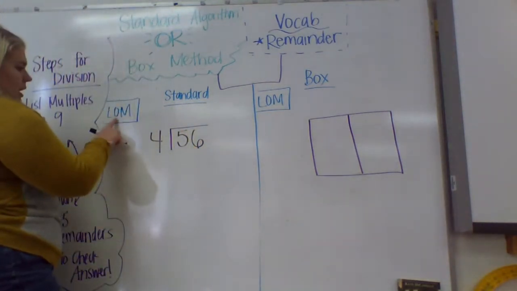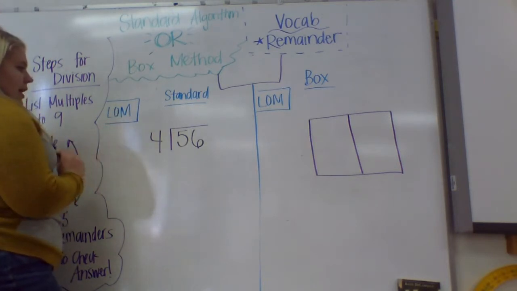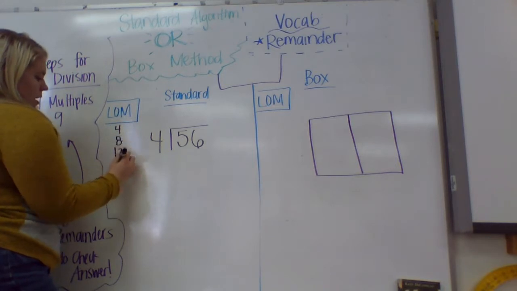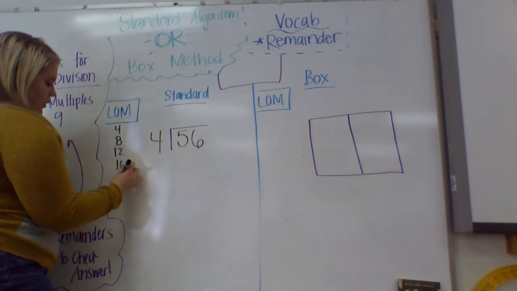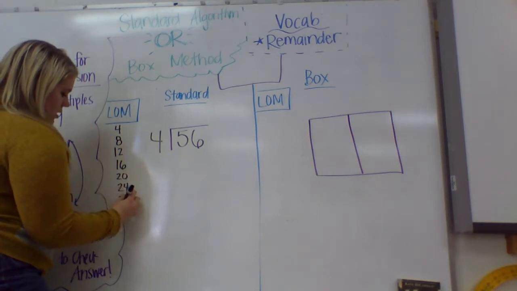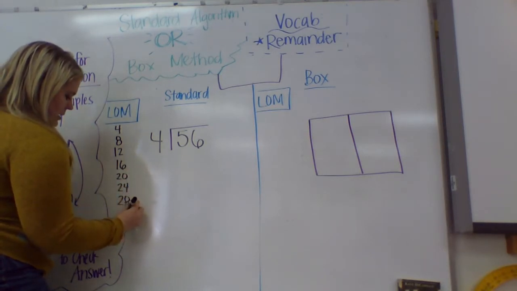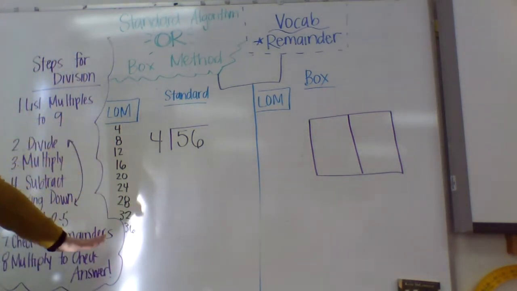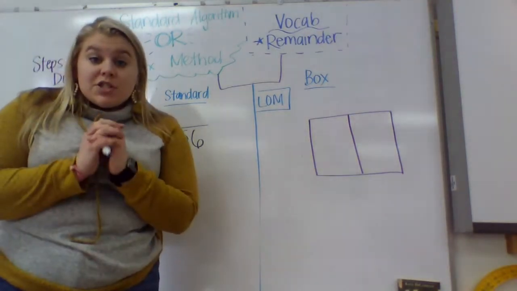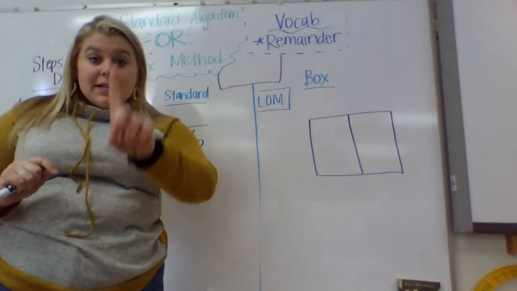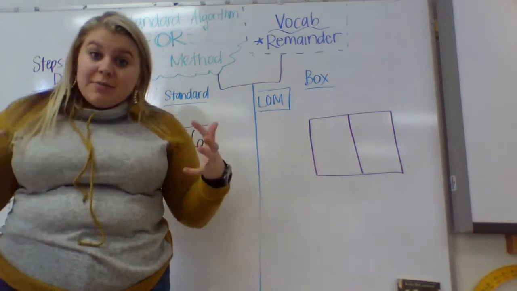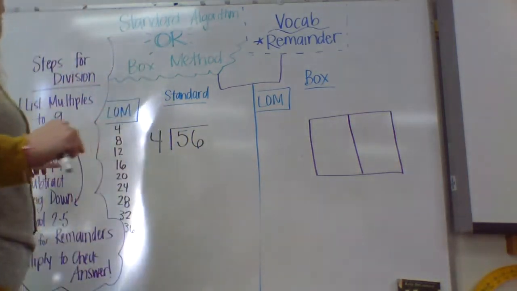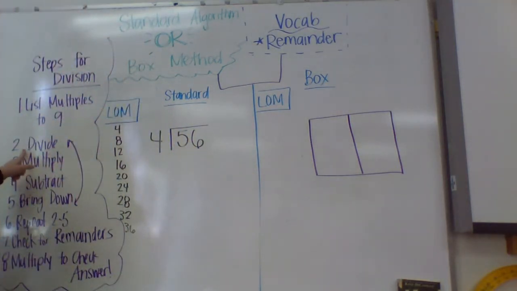So I just come over, and LOM is list of multiples. I'm going to come over and make my list of multiples. So I have 4, 8, 12, 16, 20, 24, 28, 32, and 36. So I list my multiples. And now, here is what's super important about division. You go one number at a time. So it's going to be really overwhelming the first couple problems we do, and then you'll get into the hang of it. So step 2 is divide.